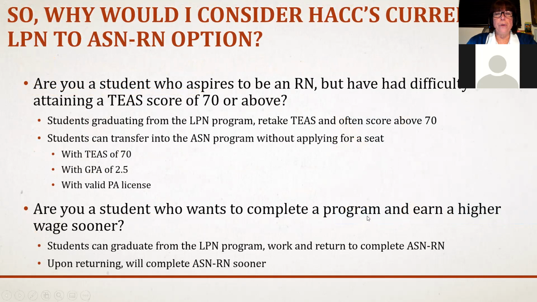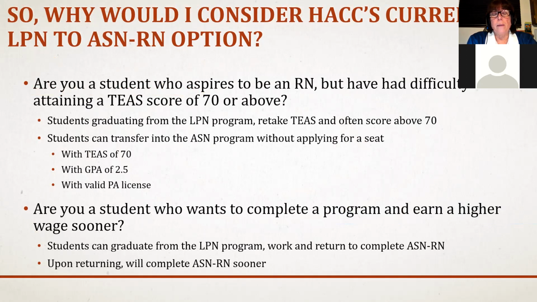So why would you consider coming to the LPN program if your ultimate goal is to be a registered nurse? The registered nursing curriculum requires you to have a T-score of 70 in order to qualify for application. Sometimes that's difficult for students. So they struggle to gain that 70 and they feel like all they're doing is taking the TEAS test over and over again. The LPN program is an option because it will allow you to qualify for admission into the LPN program with a 60 or above T-score.